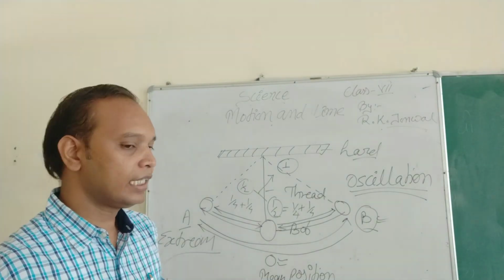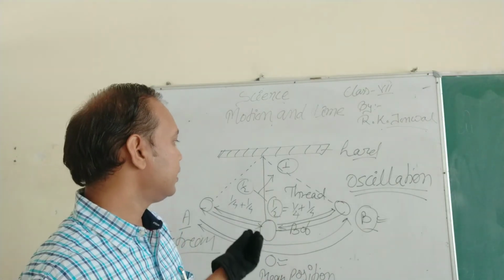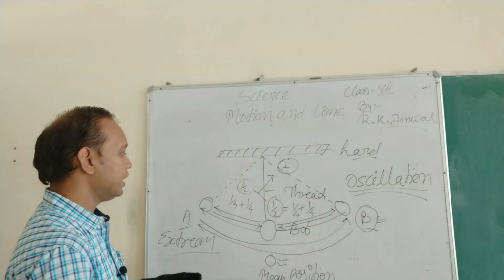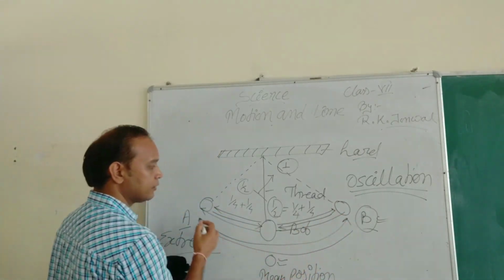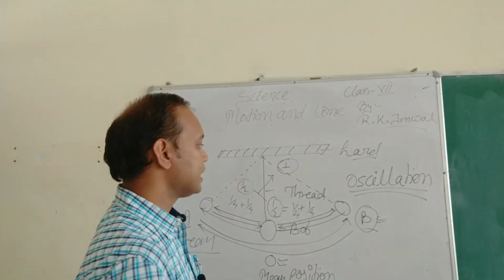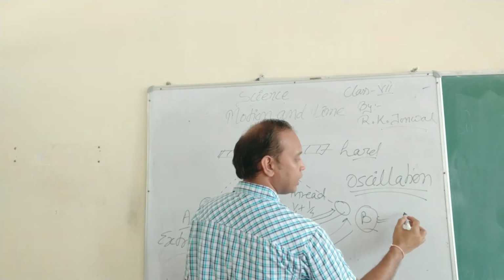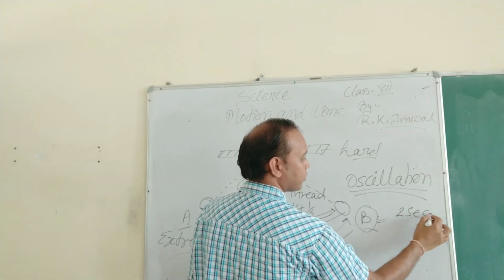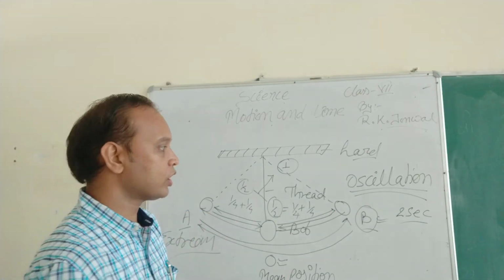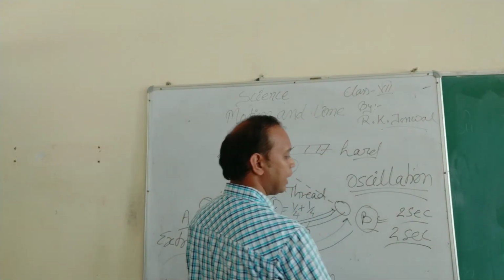So we can say here that the time period is fixed for a given pendulum. That means to complete one oscillation, it takes a similar time. If that pendulum completes one oscillation in 2 seconds, then another oscillation is also completed in the next 2 seconds. So that is the time period.